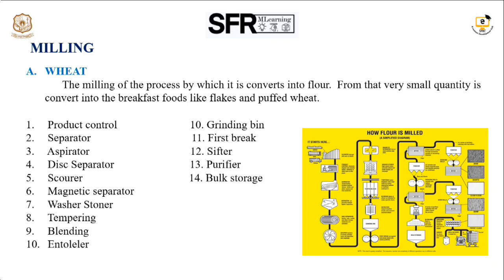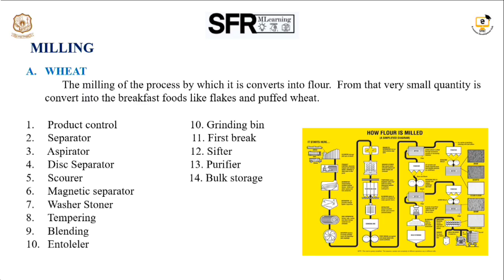If any metal particles or iron are present in the wheat, they are all attracted by the magnetic separator. After that comes the washer stoner, where water is introduced, so all the lightweight particles come to the top and the wheat grains stay below. After that, tempering happens for 8 to 10 hours.